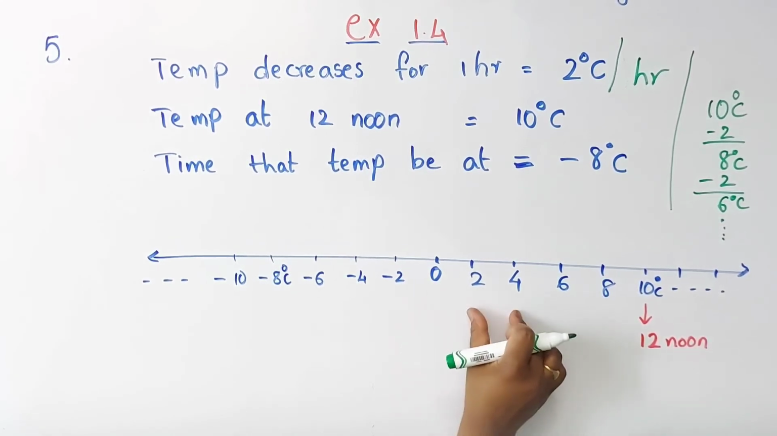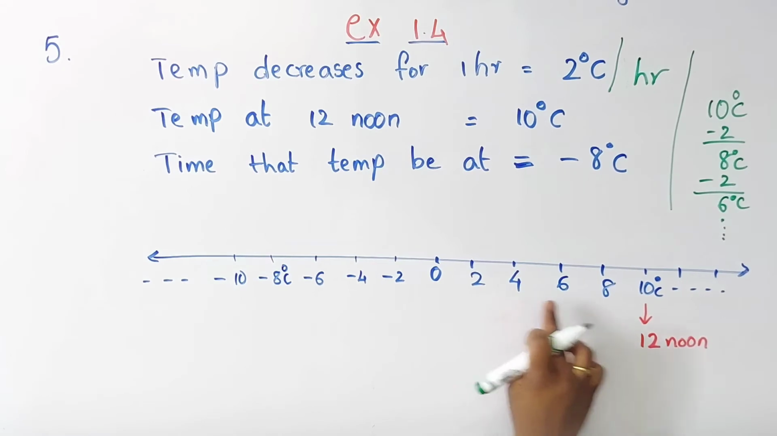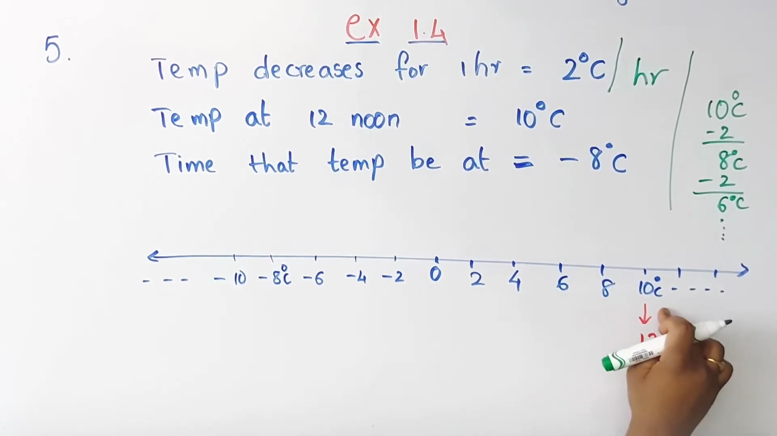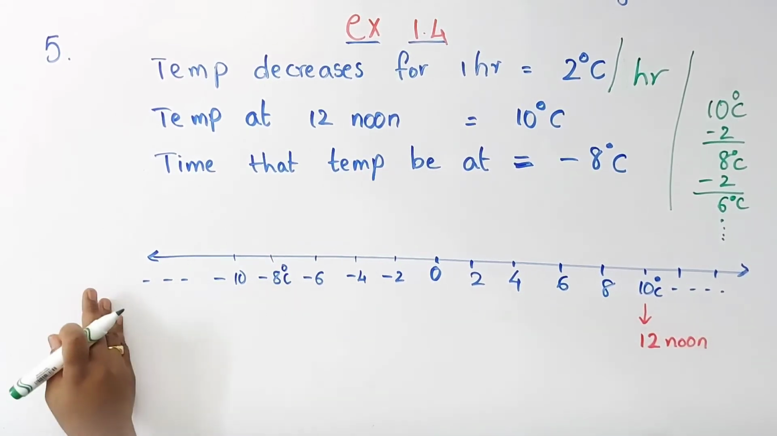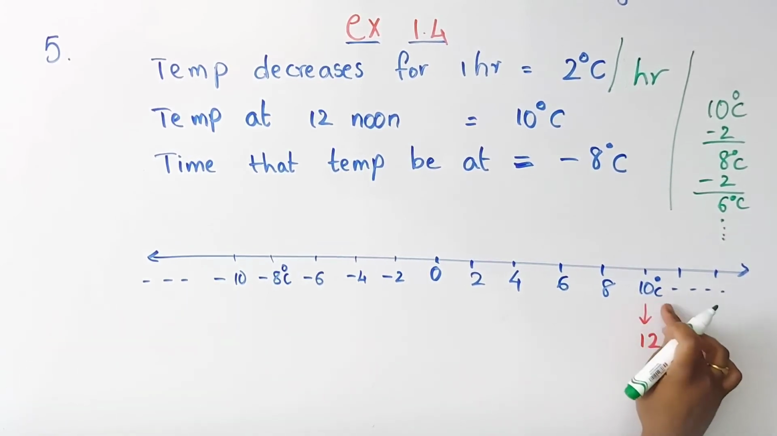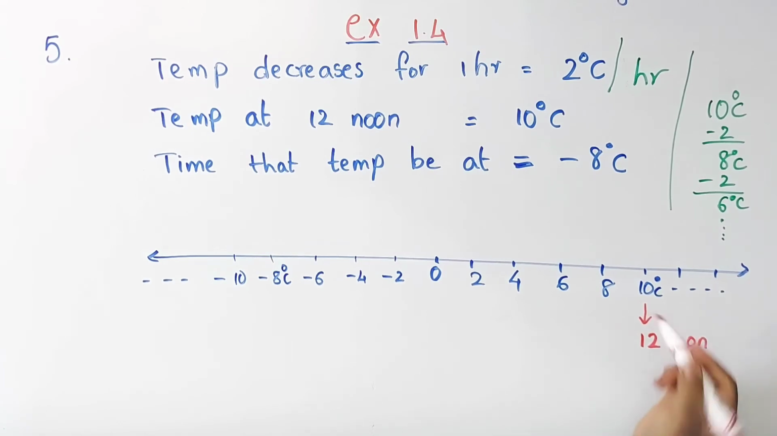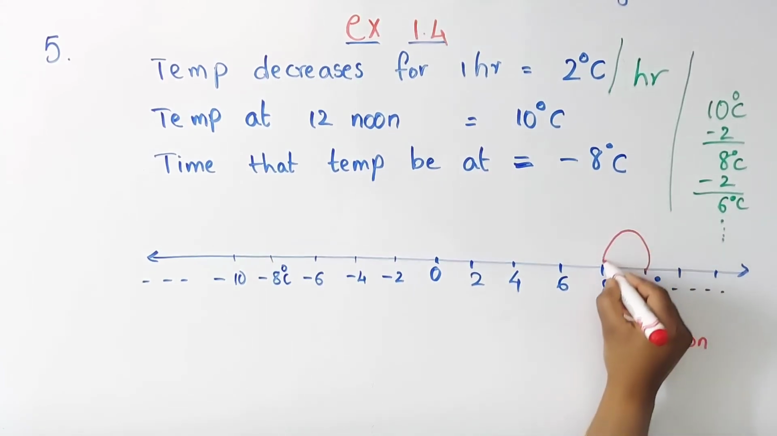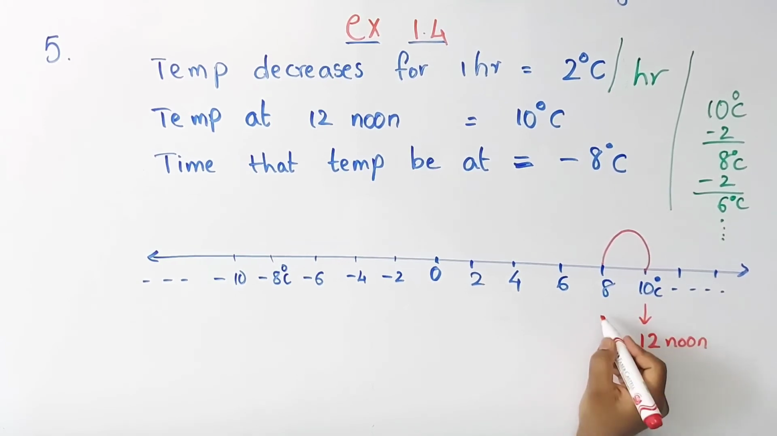Each interval is 2 degrees centigrade. So 0, 2 degrees, 4 degrees, 6 degrees, 8 degrees, and this is 10 degrees centigrade. Same like negative values also here. First our temperature is 10 degrees centigrade at 12 noon. After 1 hour it is decreasing by 2. That means 8 degrees centigrade.